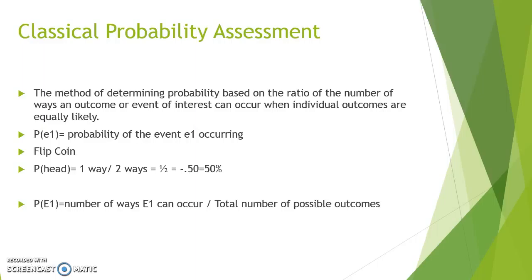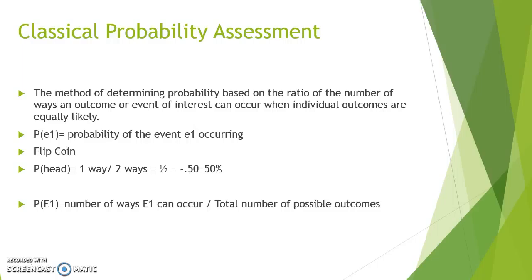For example, if we decided to flip a coin, what is the probability that we would land on heads? Heads would be one way. All the possible outcomes, all the ways that we could do it, is 2 ways. So it'd be 1 over 2, which is 0.50, which is also read as 50%. So the probability of us landing on heads would be 50%.